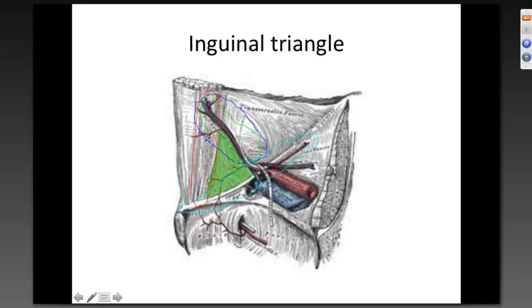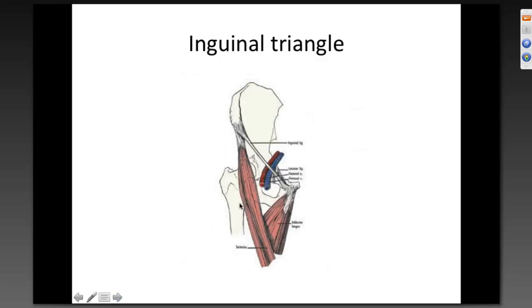So this green area here that you see highlighted is the triangle to which we're directing our attention. And hopefully you can appreciate the three borders. Like I said, it's difficult because they're just three different structures, right? It's an artery, there's a ligament, it's just three totally different things going on. All right, I have a different photo of it right here. Still talking about the inguinal canal.